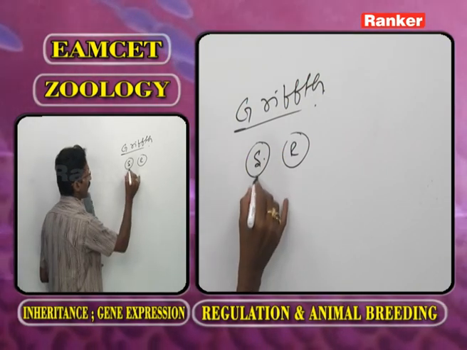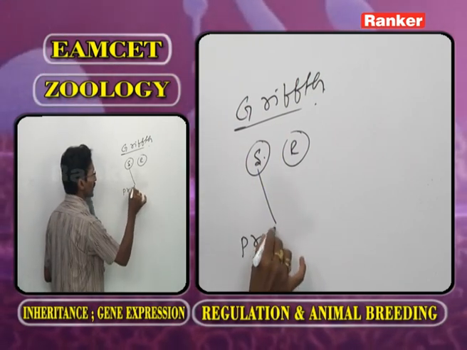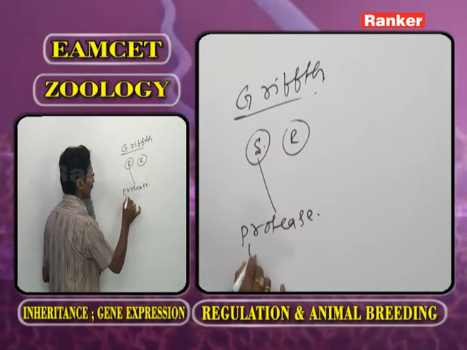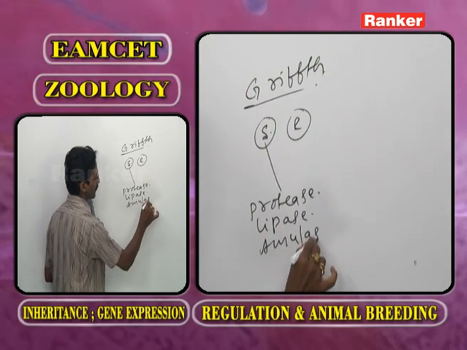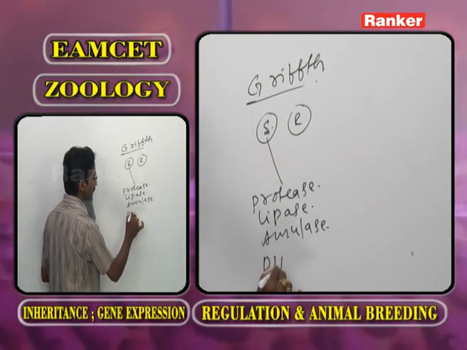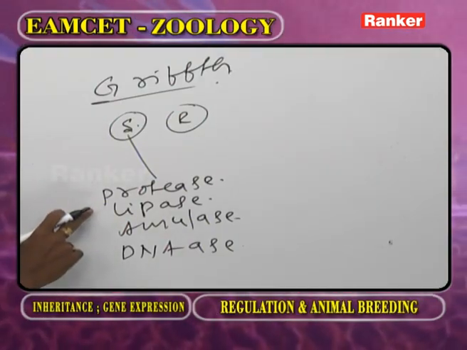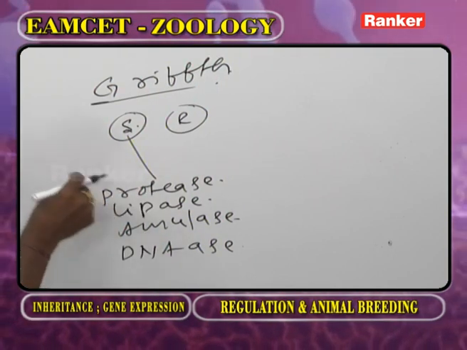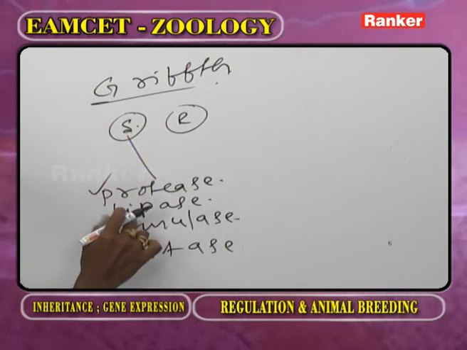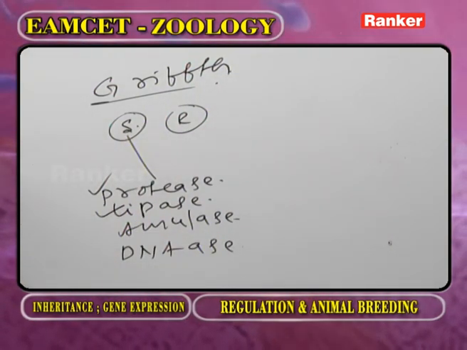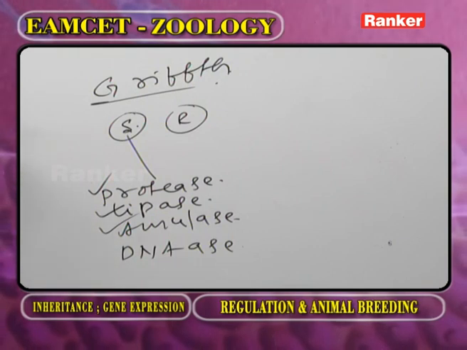Now they treated the material of S with protease enzyme, with lipase enzyme, with amylase enzyme and with DNase. Whenever the material of S was treated with protease enzyme, there is transformation. Whenever the material was treated with lipase, there is transformation. Whenever the material was treated with amylase, there is transformation.